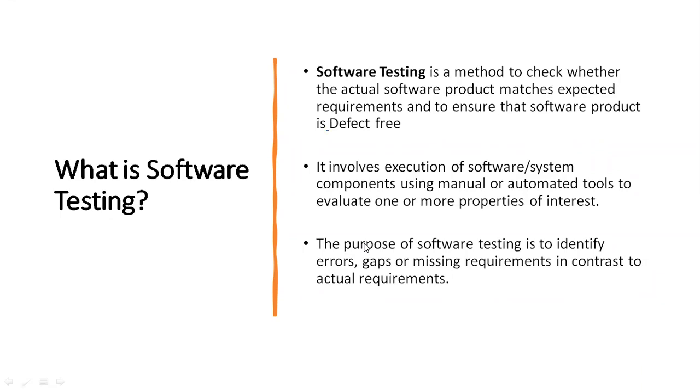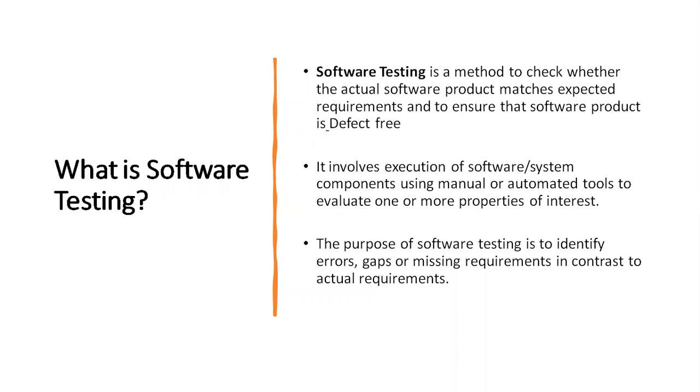So what exactly is software testing? Software testing is a method to test whether the actual software product exactly matches the requirements gathered before developing the product. If the expected and actual product match, the method of verifying this is called software testing. It involves execution of software or system components, either manually or in an automated way, or with tools that help evaluate us in multiple respects. The purpose of software testing, we know, right? Why do we do software testing? To identify any deviations from the requirements, or to check if any gaps are there in the requirements.